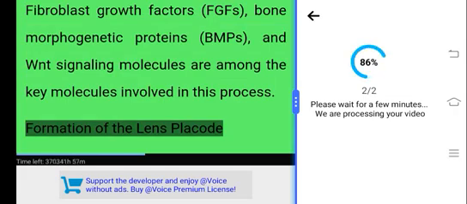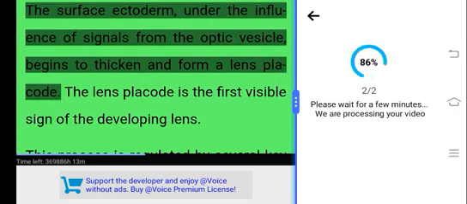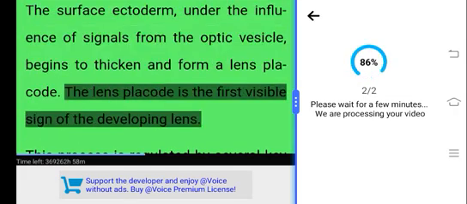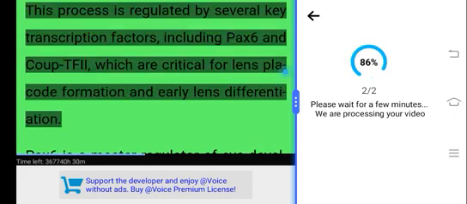Formation of the lens placode. The surface ectoderm, under the influence of signals from the optic vesicle, begins to thicken and form a lens placode. The lens placode is the first visible sign of the developing lens. This process is regulated by several key transcription factors, including PAX6 and others, which are critical for lens placode formation and early lens differentiation.